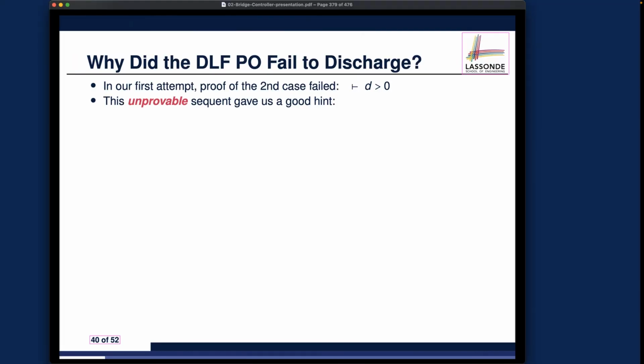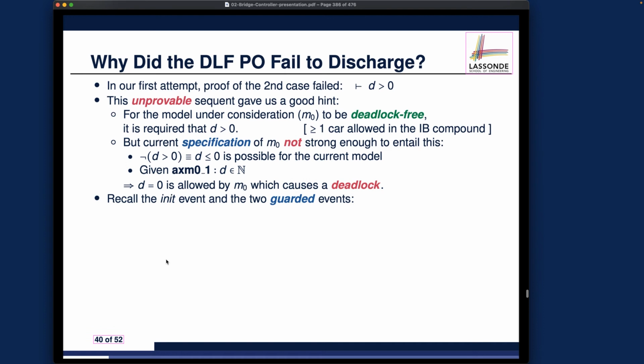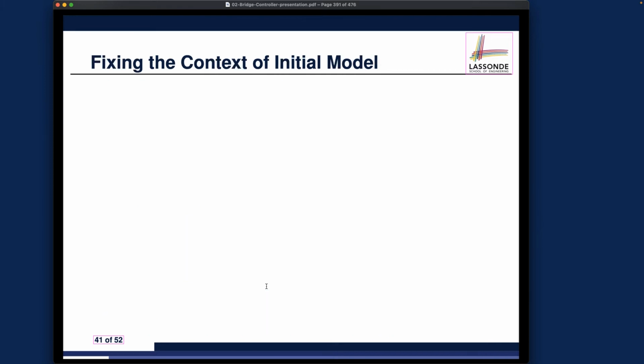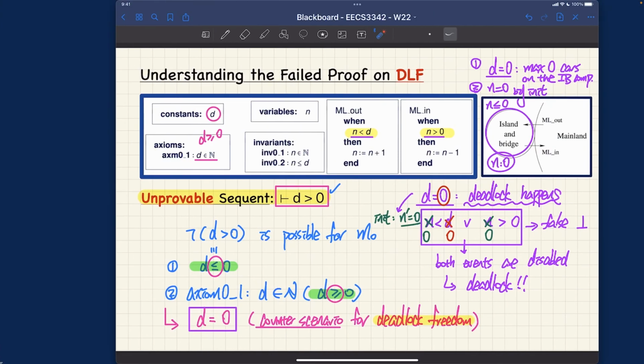Let's now go back to the slides. Everything I said on the notes has been mentioned, but I would suggest you also take a look. The only thing I didn't include on my iPad notes was the init event over here, but you can definitely see that on the slides. Let's now talk about what we should do, knowing that our current model allows an unreasonable maximum value of 0 for the number of cars on the compound. We should disallow that possibility. We should not allow D to be 0. Otherwise, we'll simply deadlock when the system is first launched.